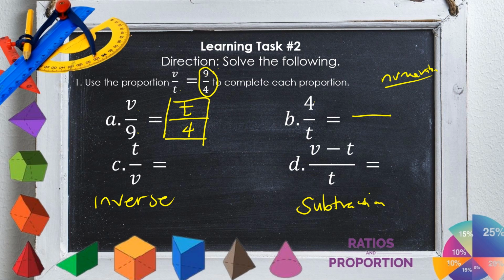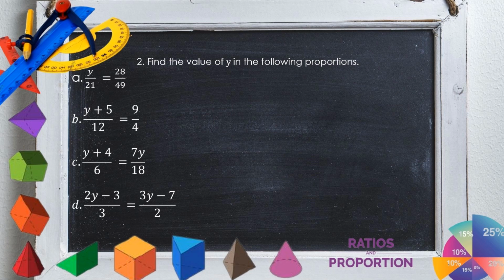by those hints. Then, number 2, we're going to use cross multiplication to solve for the value of y. So in here, I'm just going to get the equation. I already did the cross multiplication. Your task will be just to get the value of y. So let's start with letter A.